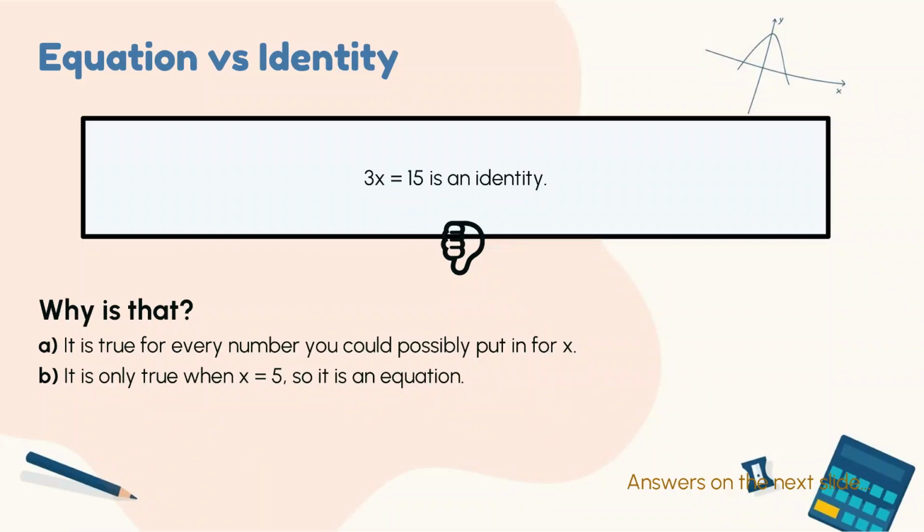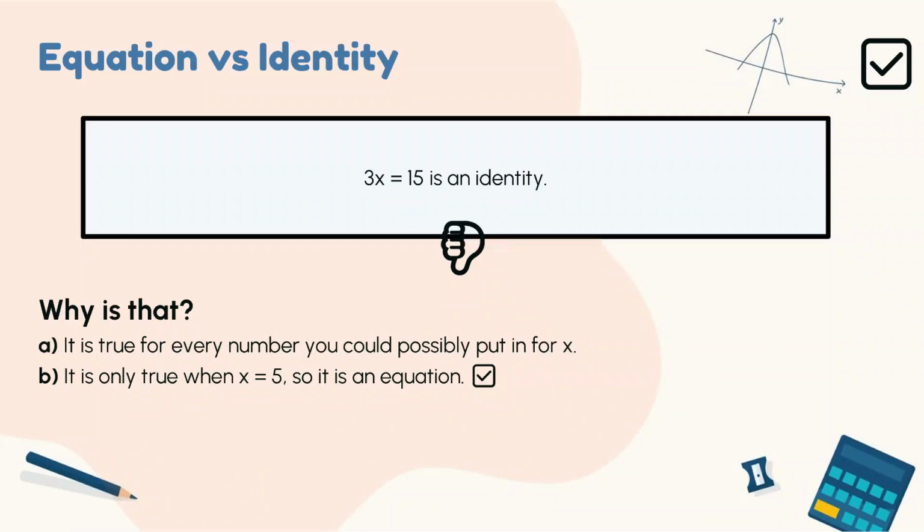Think about the statement 3x equals 15. If x is 5, then 3 times 5 is 15, so it works. But if x is 4, then 3 times 4 is 12, not 15. So it is not always true. The correct explanation is B.